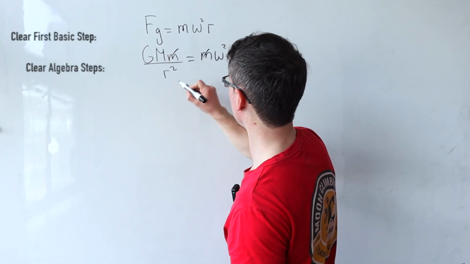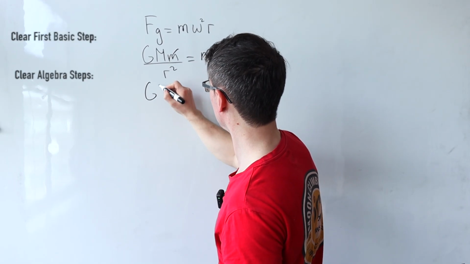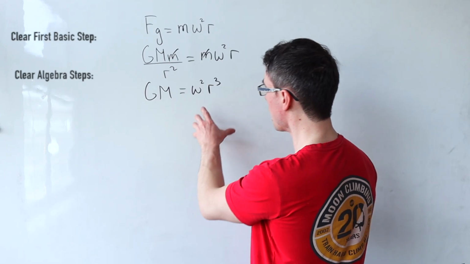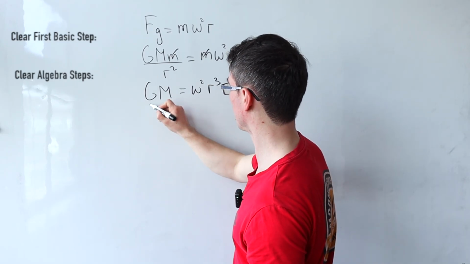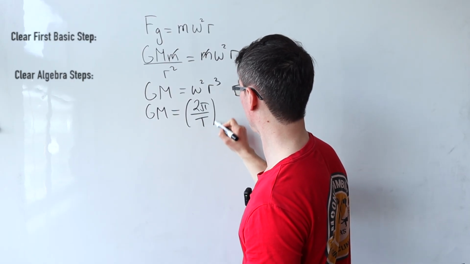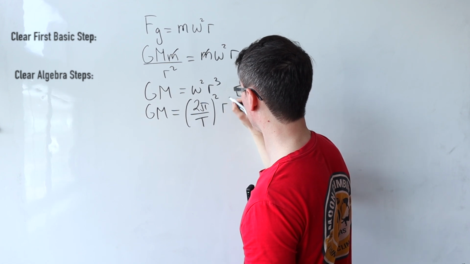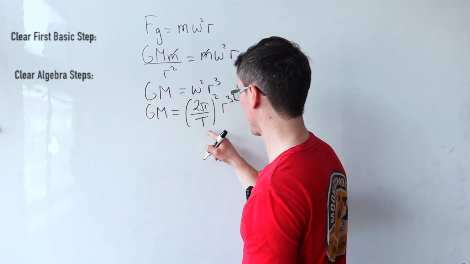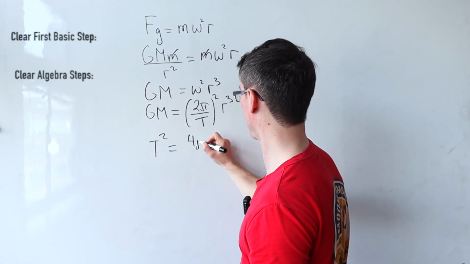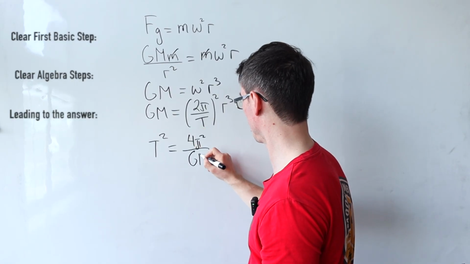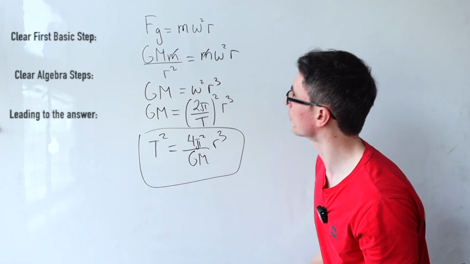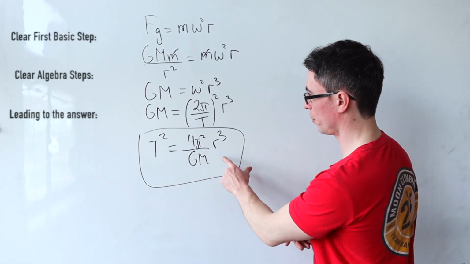We can cancel out the m's, and then we can bring the r over here, and then we're going to get that GM is equal to omega squared r cubed. Given that omega is 2 pi over T, we can say that GM is (2 pi over T) squared, multiplied by r cubed. And then we can do one final rearrangement. We can go that T squared will be given by 4 pi squared divided by GM, multiplied by r cubed, and we have shown this in clear steps, starting from one end and then going all the way to the answer.